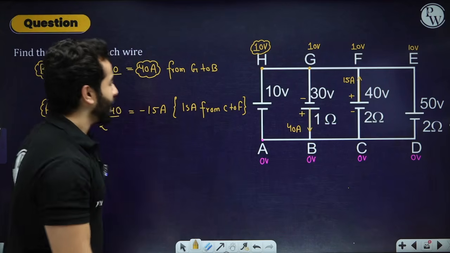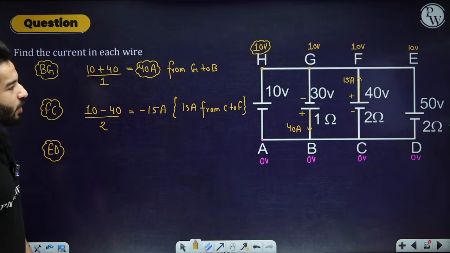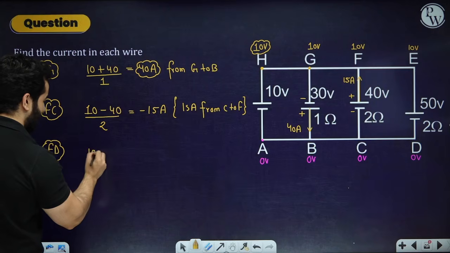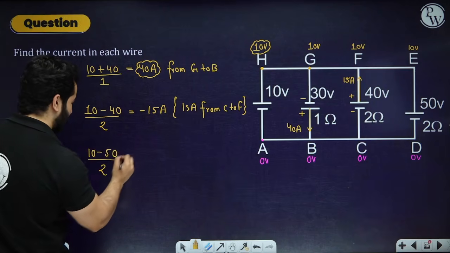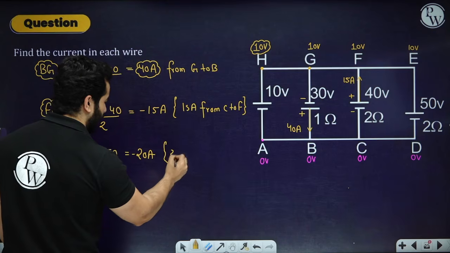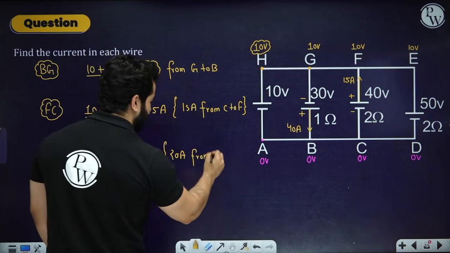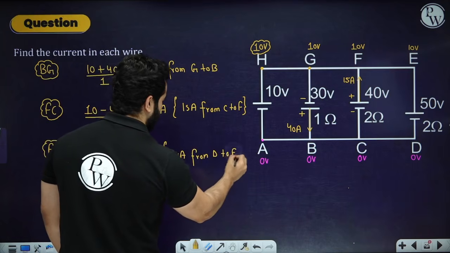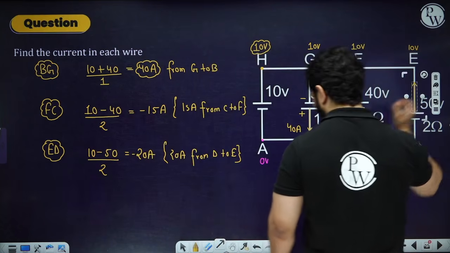Then last part, ED. So ED was 10 minus 50 divided by 2. That means you are going to get again minus 20 ampere, or 20 ampere from D to E. So that means this current is 20 ampere.